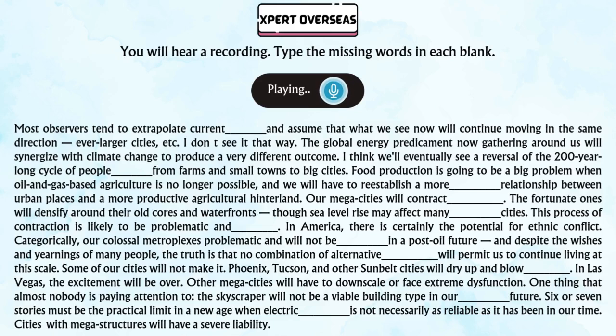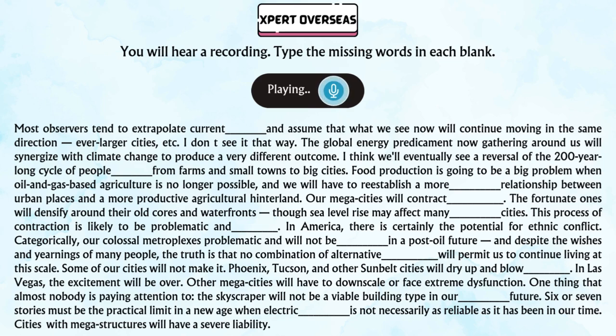Our megacities will contract substantially. The fortunate ones will densify around their old cores and waterfronts, though sea level rise may affect many harbor cities. This process of contraction is likely to be problematic and disorderly. In America, there's certainly the potential for ethnic conflict. Categorically, our colossal metroplexes will not be sustainable in a post-oil future. And despite the wishes and yearnings of many people, the truth is that no combination of alternative fuels will permit us to continue living at this scale.